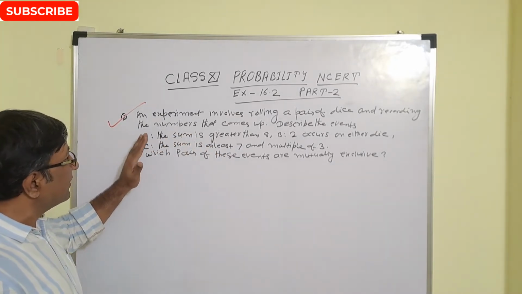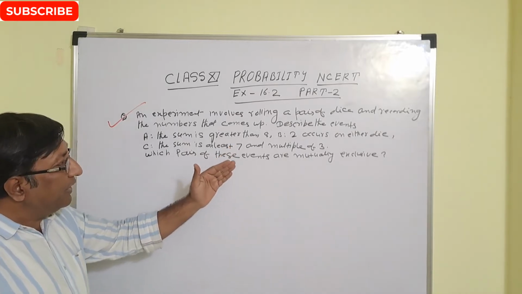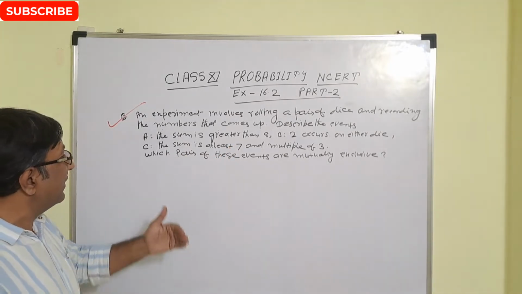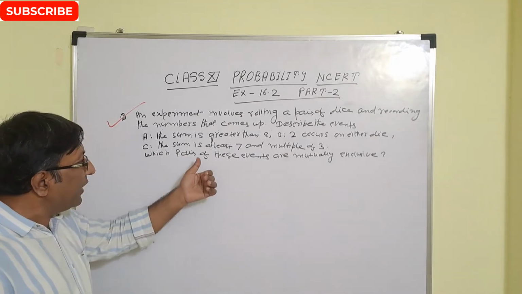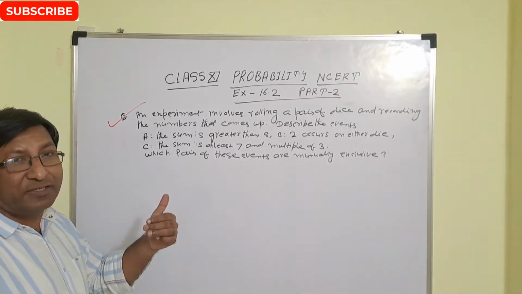Describe the events: A, the sum is greater than 8. B, 2 occurs on either die. C, the sum is at least 7 and a multiple of 3. Which pair of the events are mutually exclusive?